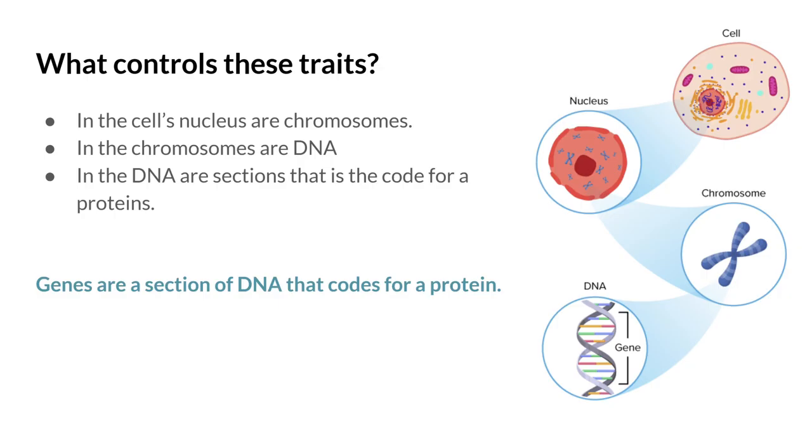Genes are just a section of DNA that codes for a protein. Sometimes the genes can be a long section or a short section. So let me just draw here real quick. I'm going to draw a long strand of DNA. This is a long strand of DNA, and maybe this part here is my eye color, and maybe this part here will be my hair color. It can be different large sections, small sections. It all depends on the trait.